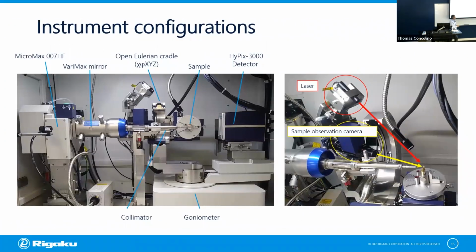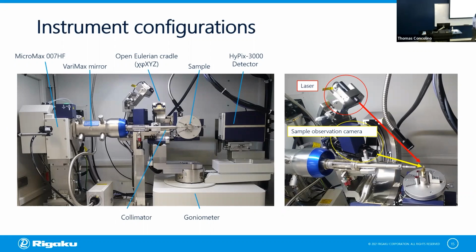So this was the instrument setup. Let me introduce it. On the left-hand side, this is an overview of the diffractometer setup. We had the Micromax 007 HF, which had a 70 micrometer focus, a microfocus X-ray source, 1.2 kilowatt. Then we had a VariMax mirror, which has a side-by-side, 15 centimeter long parabolic mirror to focus the X-ray beam. We had a collimator, and then your sample is placed here.